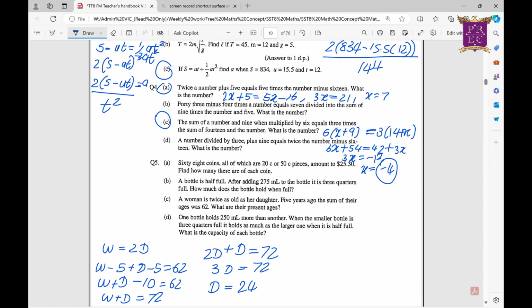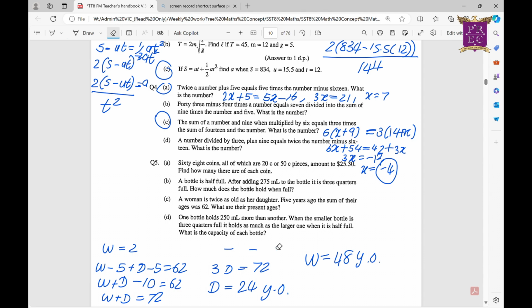Do we stop here? No, they're asking what are their present ages. So we need to find the woman's present age as well. If the daughter is half as old as the woman, we just do 24 times 2, which is 48 years old. And those are our answers. Alright, last one.